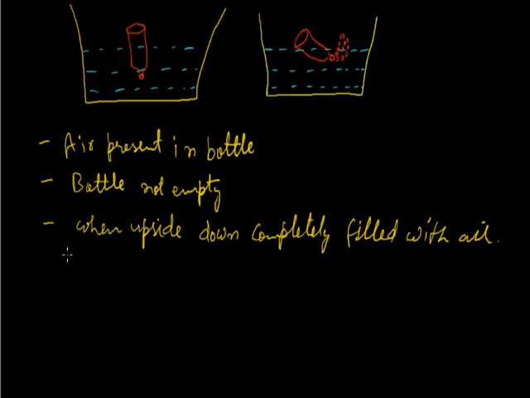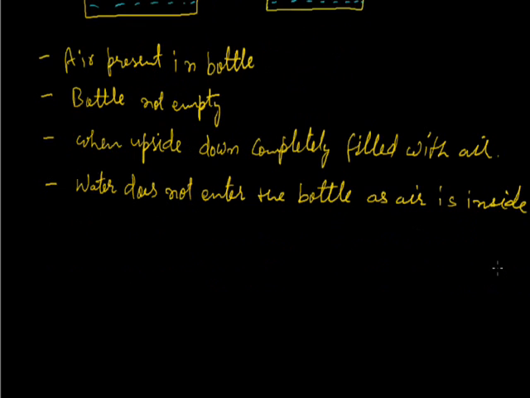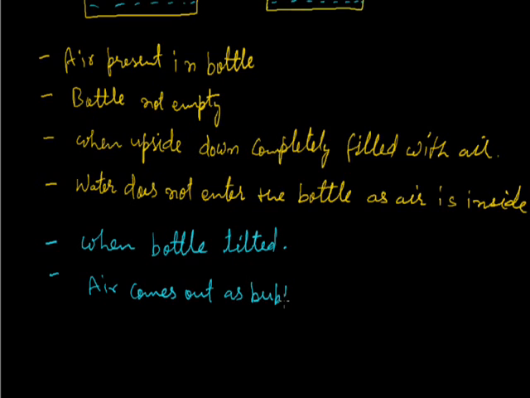That is why water does not enter the bottle when it is pushed in an inverted position, as there was no space for air to escape. When the bottle was tilted, air was able to come out in the form of bubbles. That's why water filled up the empty space that the air had occupied.